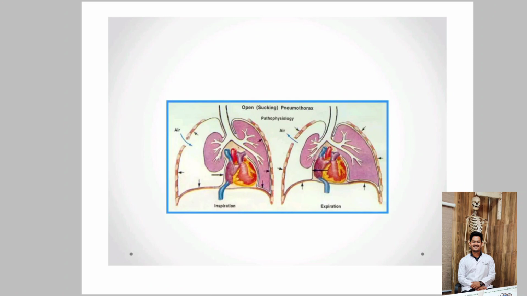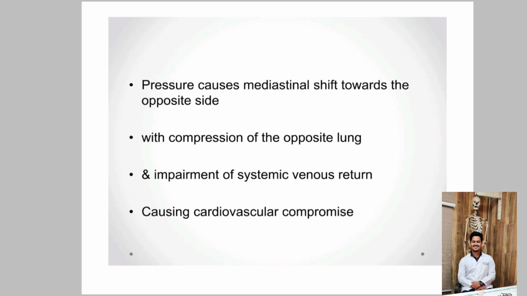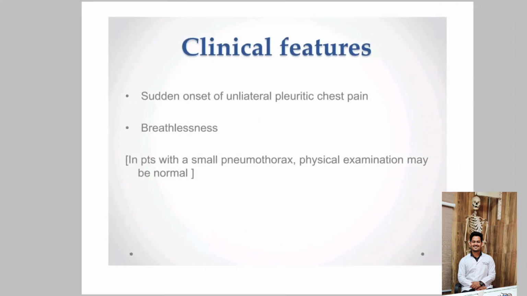This is a picture denoting the pneumothorax. You can see it. So what are the effects of the tension pneumothorax? The pressure causes the shift of the mediastinum towards the opposite side. Thus, there occurs compression of the opposite lung as well. There will be impairment of the systemic venous return, causing cardiovascular compromise.